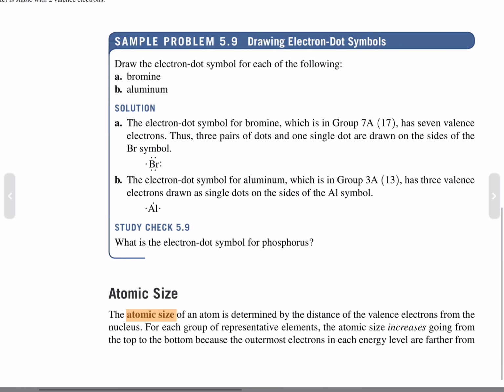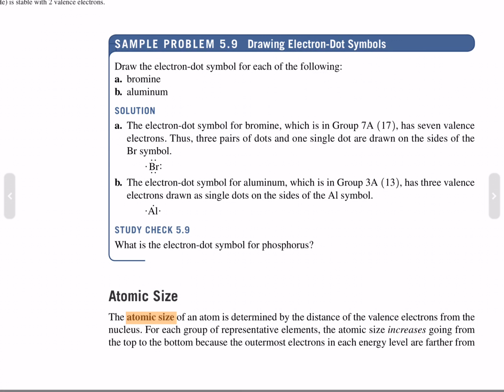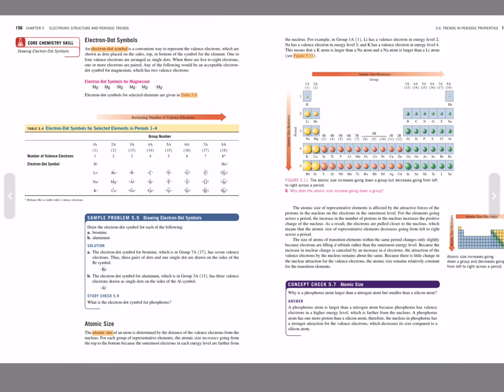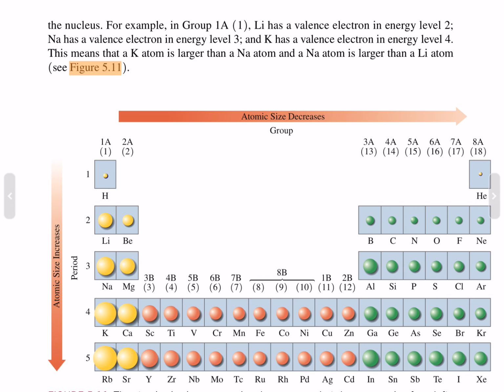Atomic size. The atomic size of an atom is determined by the distance of the valence electrons from the nucleus. For each group of representative elements, the atomic size increases going from the top to the bottom because the outermost electrons are in an energy level farther from the nucleus. For example, in Group 1A, lithium has a valence electron in energy level 2, sodium has a valence electron in energy level 3, and potassium has a valence electron in energy level 4.